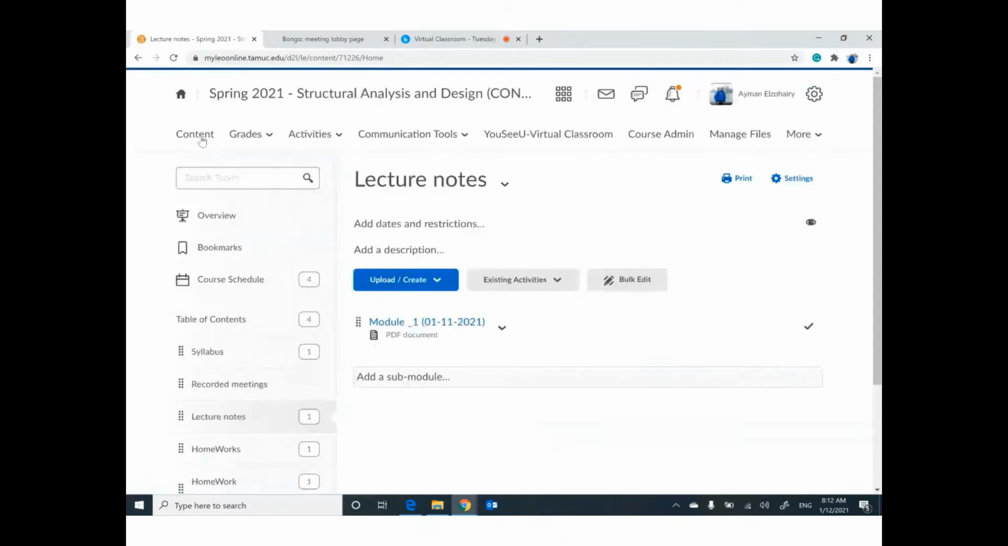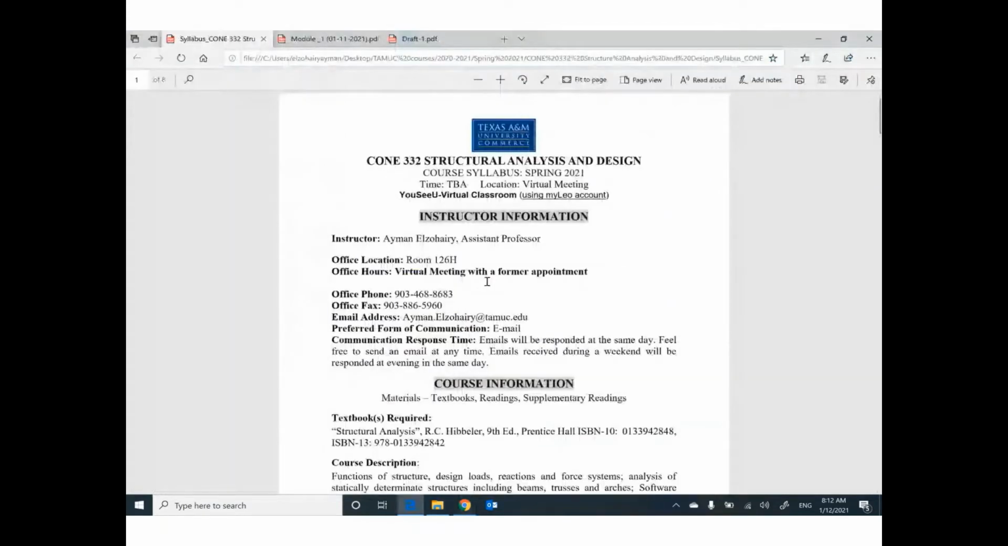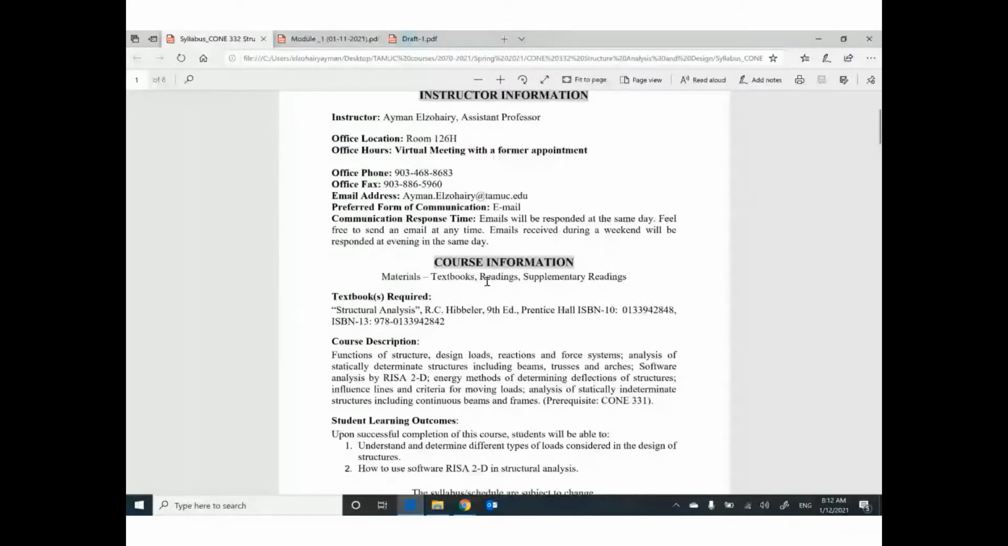From content, you can reach the syllabus for the course. Our syllabus will show you my contact email, my contact number, my office, the required textbook. This textbook is optional also. You can buy it, you can get it, or if you cannot, that's fine. I will provide you with everything you want in this course, no worries.